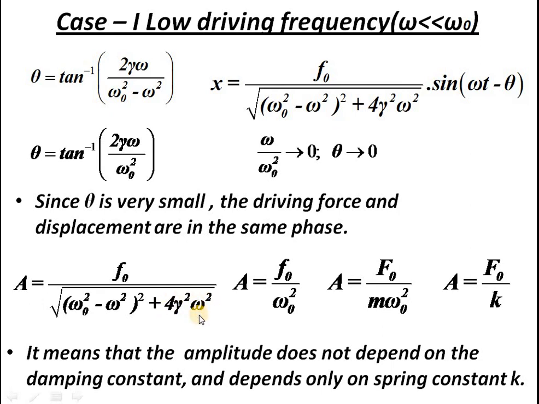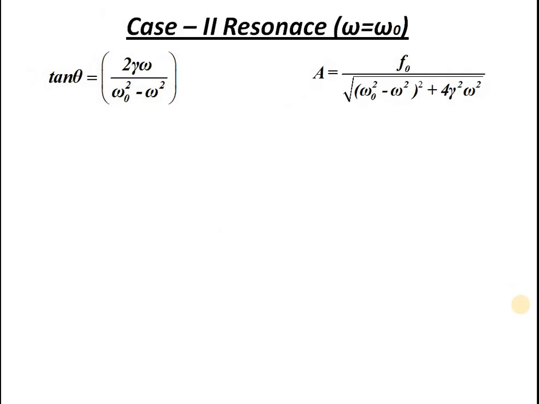Why? Because there is no velocity. The damping constant gamma arises out of the velocity-dependent damping. Because the frequency is very small, the velocity will also be very small, so velocity-dependent damping will not arise. That is why gamma disappears from the amplitude. So the amplitude has nothing to do with gamma in the low driving case. Hope this idea is clear. Hope the physics is clear.